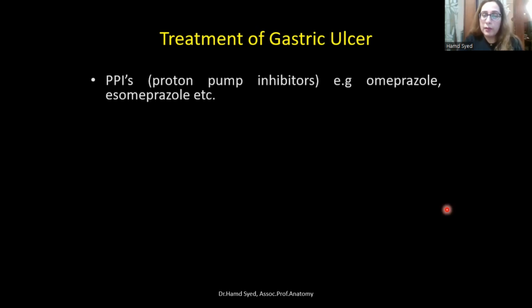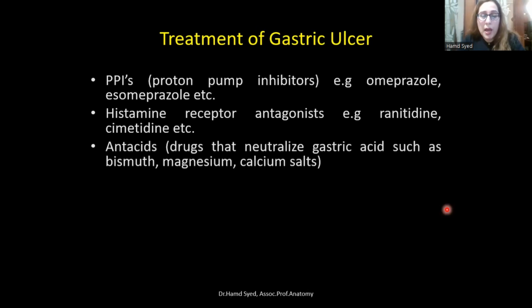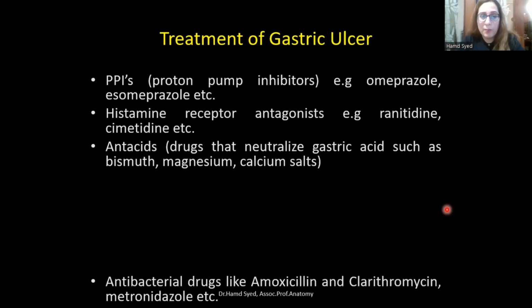Well, you know that generally speaking, proton pump inhibitors are advised for gastric ulcer, like omeprazole, esomeprazole. Also, the histamine receptor antagonists, which are ranitidine, cimetidine, they can be prescribed, as this would also inhibit the production of HCl. Antacids also give certain relief. These are the drugs which neutralize the acidic effects of the gastric juices, such as bismuth, magnesium, calcium salts.